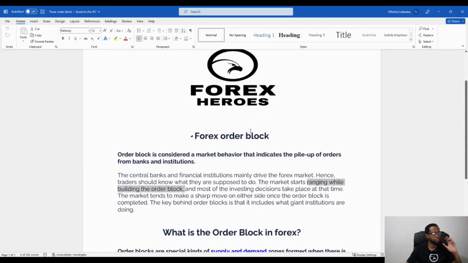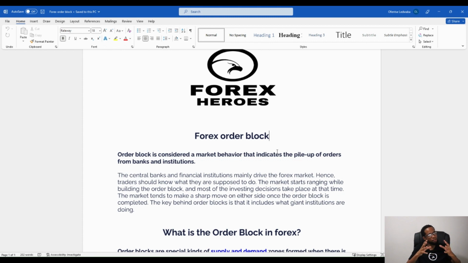Okay, guys, now I'm here on the Forex order block. I'd like to give you guys a brief definition so that you can understand the meaning of an order block. An order block is considered a market behavior that indicates the pile up of orders from banks and institutions. As we all know, the market is driven by the giant institutions. So you have to understand that, as retail traders, we don't have enough liquidity to push the market in the direction we want it to move, or to turn it.